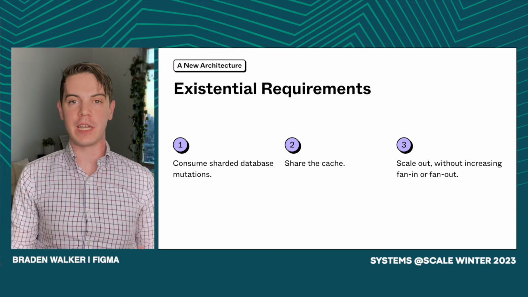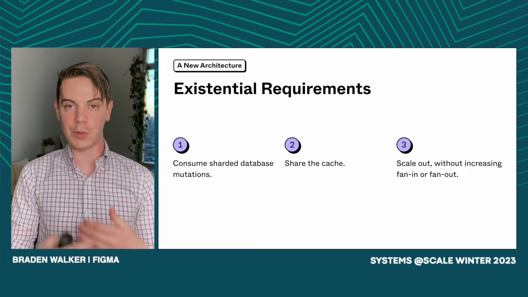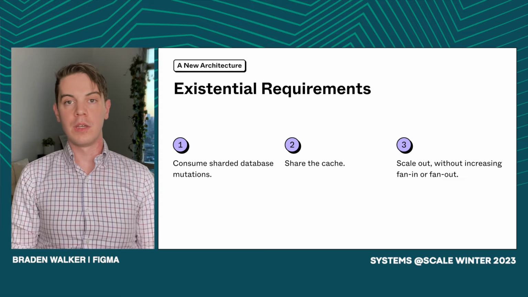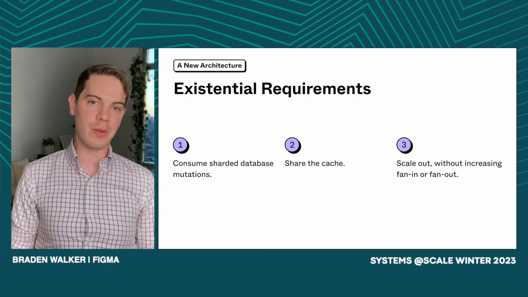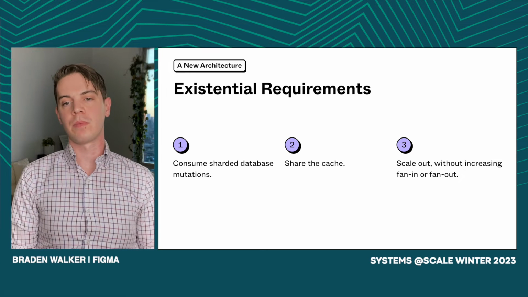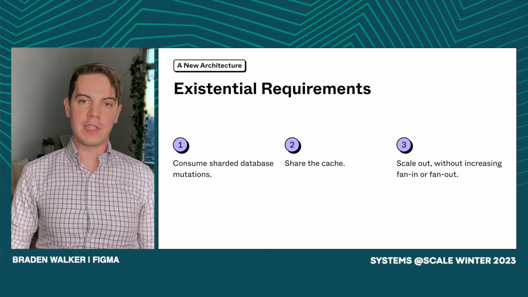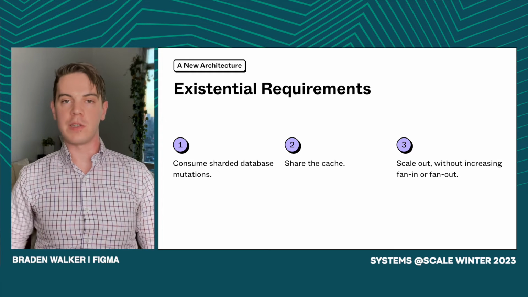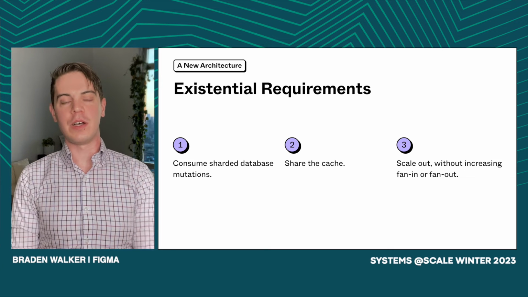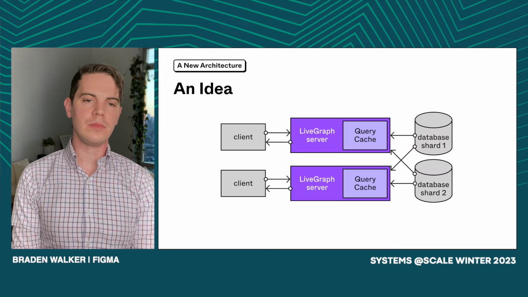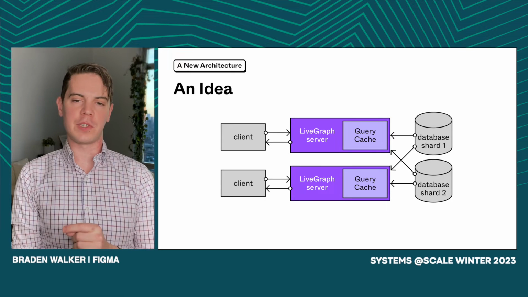So as we're adding more databases, we need to not have a single node processing all of the changes. We need to process only a slice of them at a time. Two, we need to centralize and share the cache. This means that we can get better bang for our buck out of fewer resources. And three, we need to be able to scale this thing out as traffic increases, as usage increases, as complexity increases. We need to be able to add more hardware without increasing the fan in or fan out along with the scale of Figma.